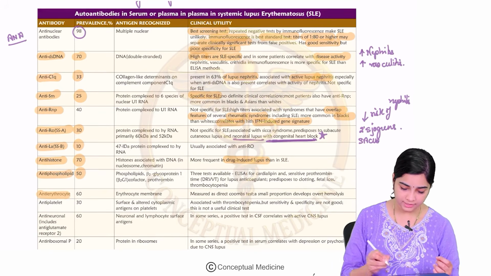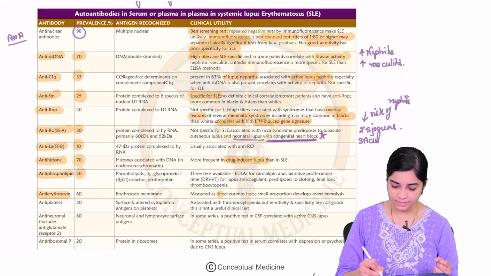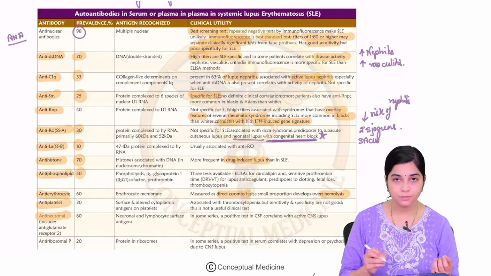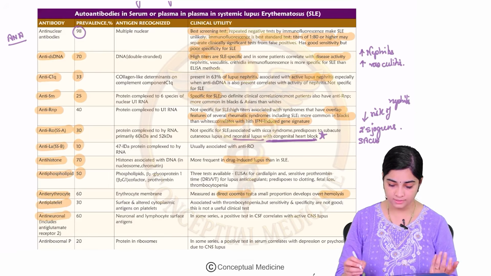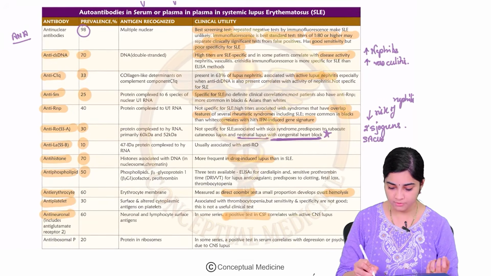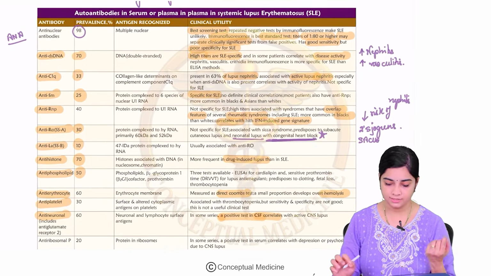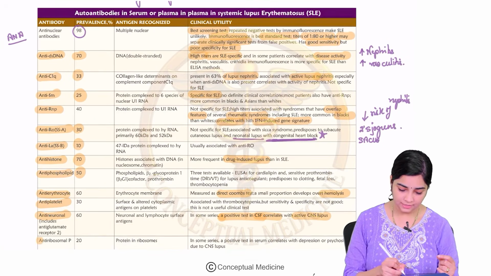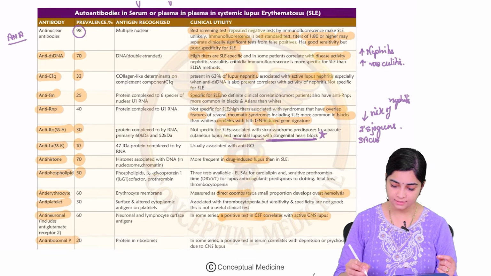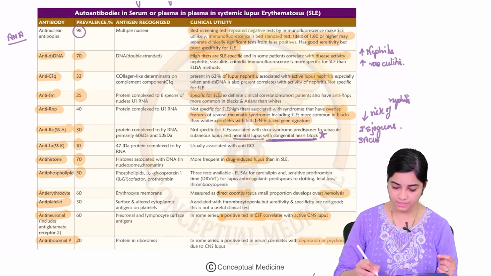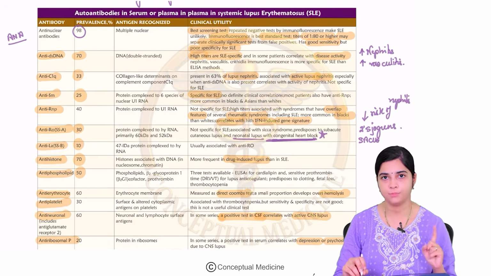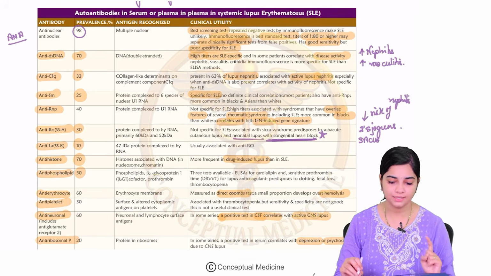Anti-erythrocyte antibodies, which is measured in direct Coombs test, it is associated with hemolytic anemia. Antiplatelet antibodies is associated with ITP. Then we have anti-neuronal antibodies which are associated with CNS lupus. So especially if it is a positive test for neuronal antibodies in the CSF, it is associated with active CNS lupus. Then we have ribosomal P antibodies, and this is usually associated with depression or psychosis, especially neuropsychiatric SLE. So anti-ribosomal P is neuropsychiatric SLE.